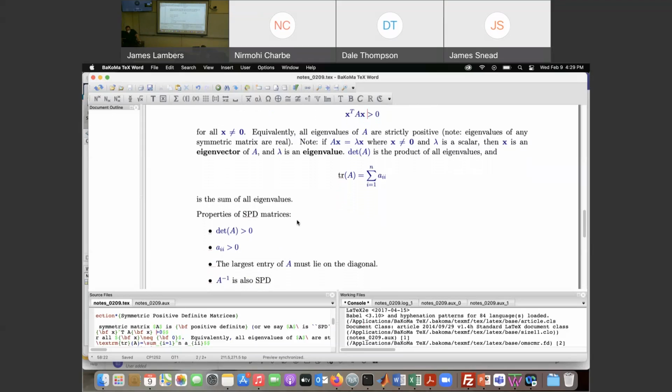And because all the eigenvalues are positive, the determinant is positive, A is invertible, and the inverse is also symmetric positive definite. And I think I assigned that as one of the homework problems.